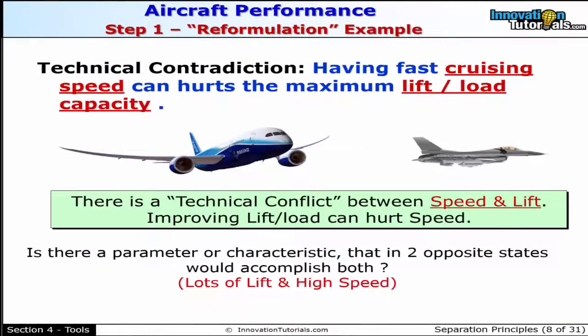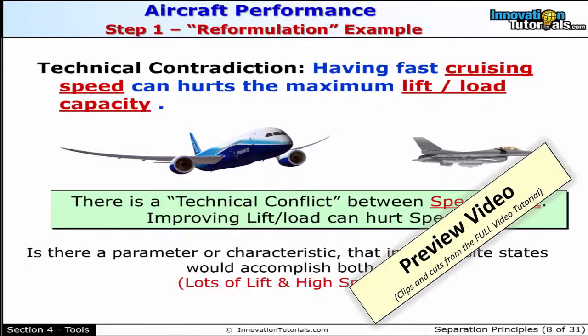If I have really long wings, I get lots of lift. If I have very short wings, I have less drag, therefore better speed. So we could argue a physical contradiction is wing length. I want long wings for lift and short wings for speed.